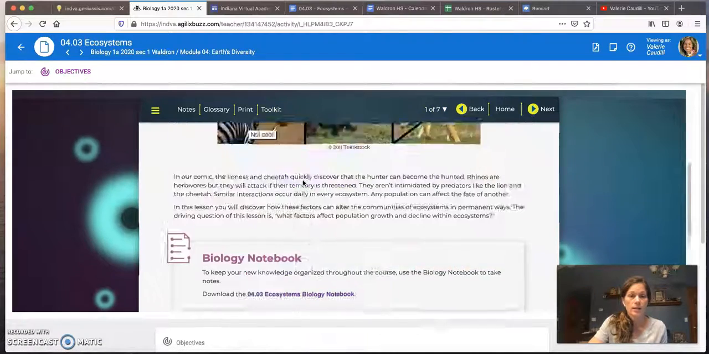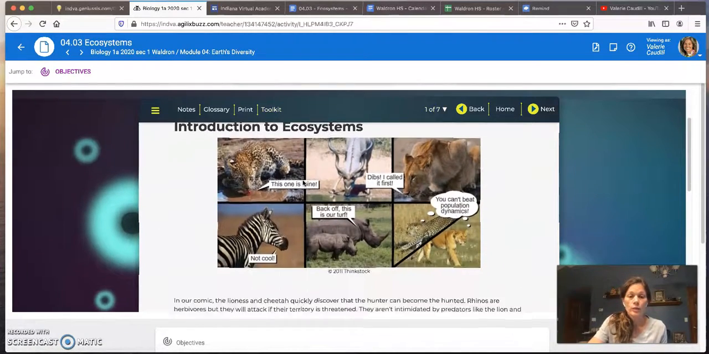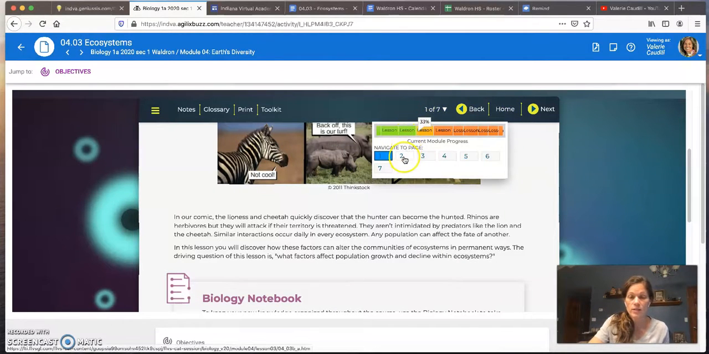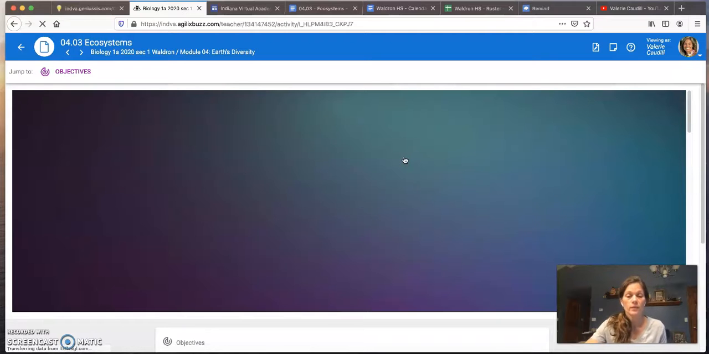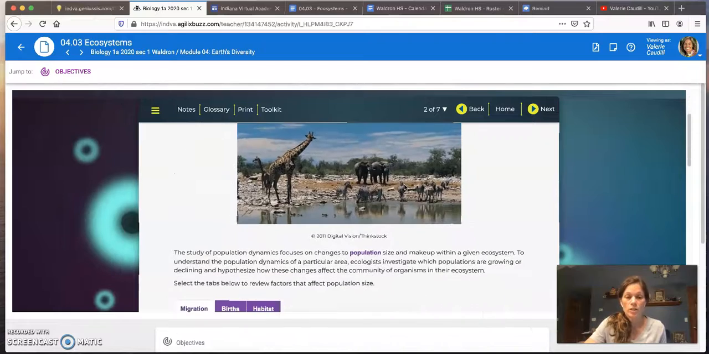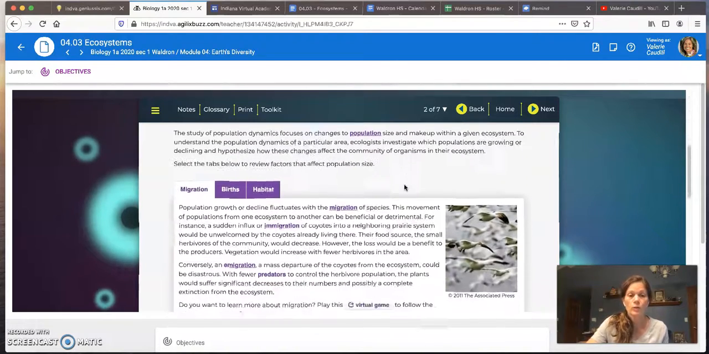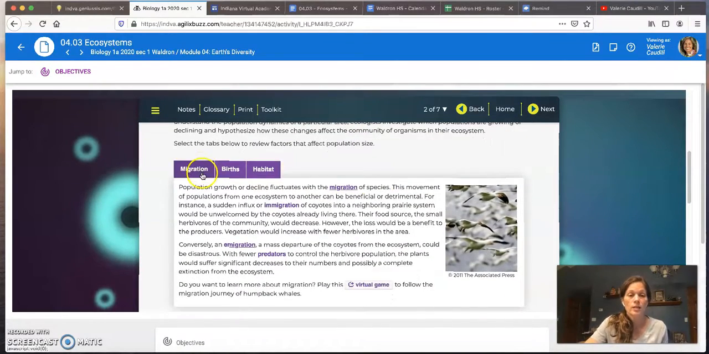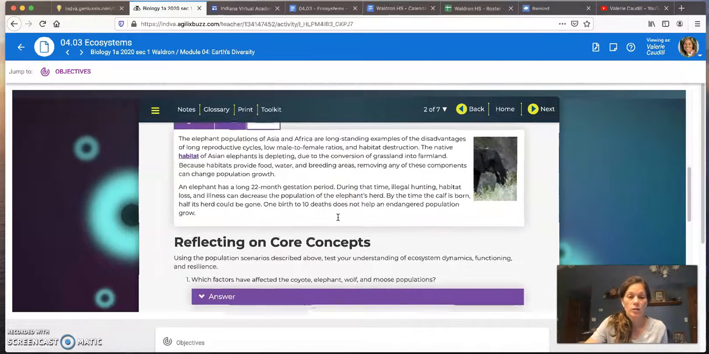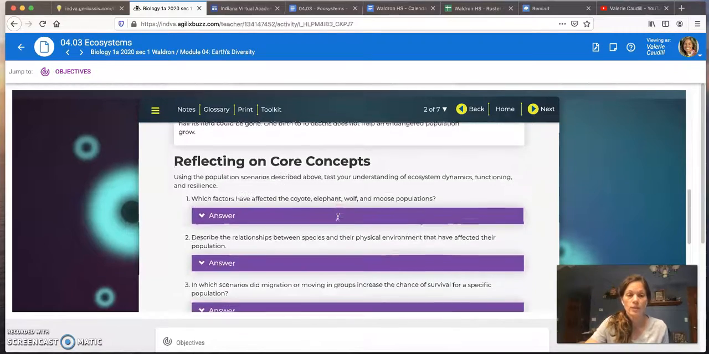and begin the lesson. So read through this first introductory page. When you feel you're ready, go on to the next slide, and you can note here that we have 7 slides in this lesson. Okay, slide number 2 is talking about population dynamics. So please go through and read this slide. We have migration, births, and habitat that you'll click through and read about there.